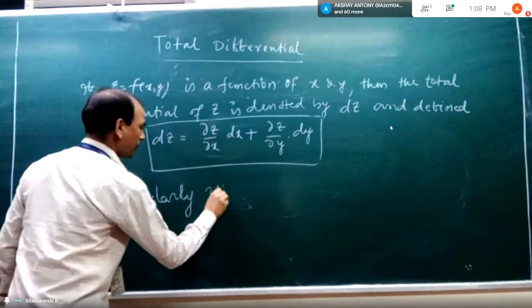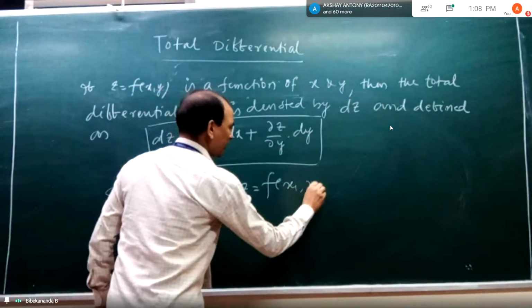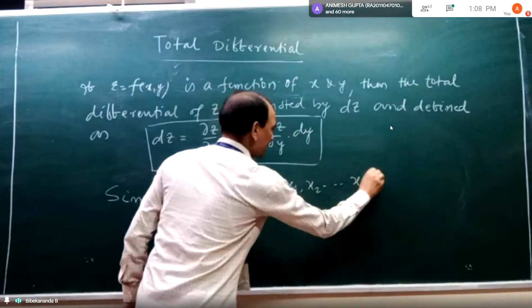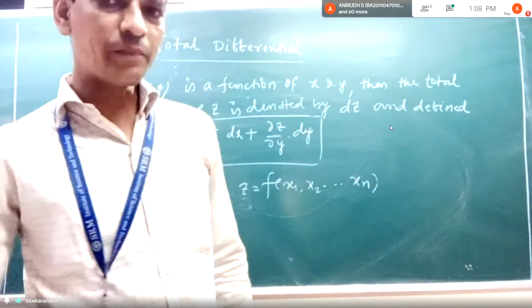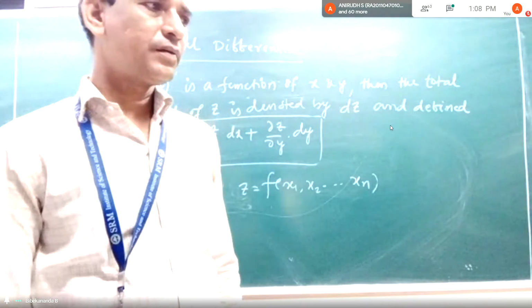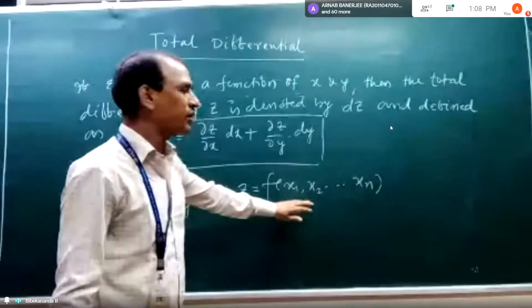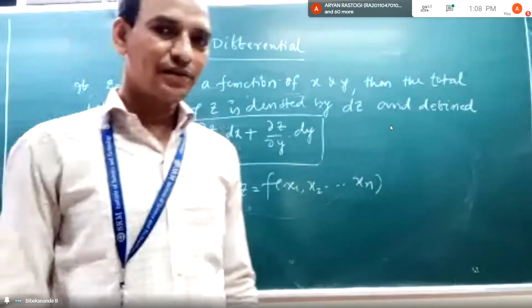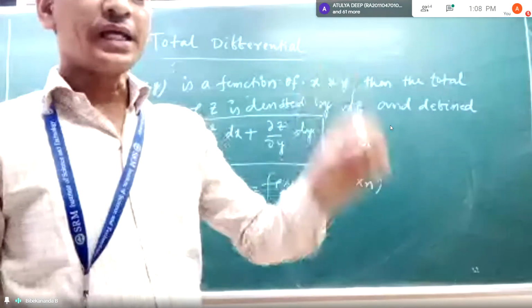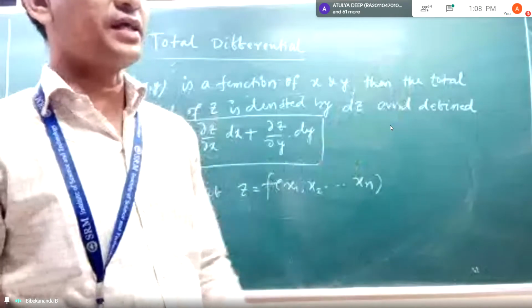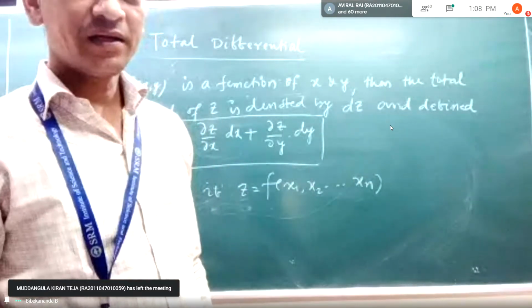Now similarly, if z equal to f of x1, x2, and so on, xn, what does it mean? What is the meaning of z equal to f of x1, x2, xn? It depends upon a number of variables. So z is a function of x1, x2, and so on, xn, n number of variables. So how many independent variables are there?